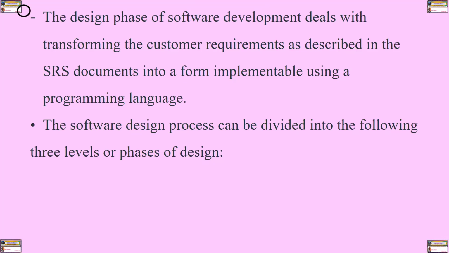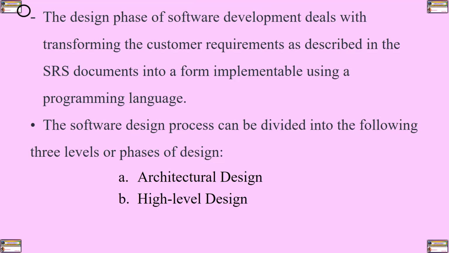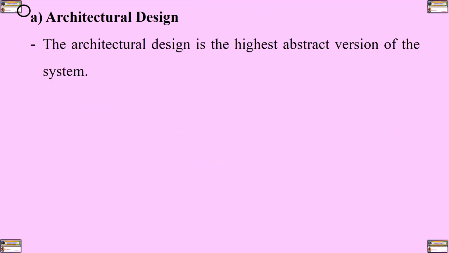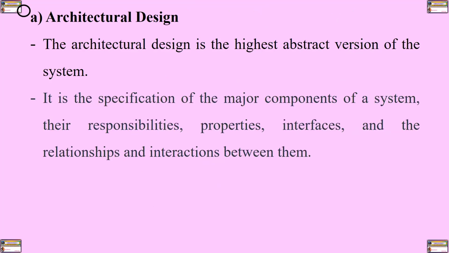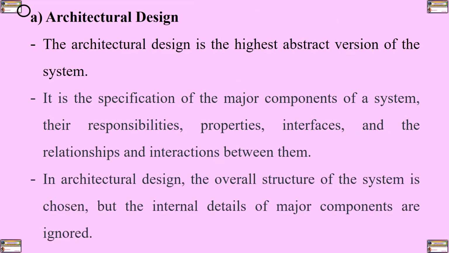The software design process can be divided into the following 3 levels or phases of design, which are the architectural design, the high-level design, and the detailed design. So what do we have under the architectural design? The architectural design is the highest abstract version of the system. It is the specification of major components of a system, their responsibilities, properties, interfaces, and relationships and interactions between them.